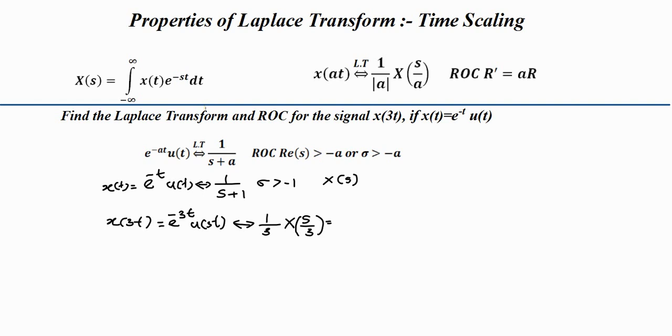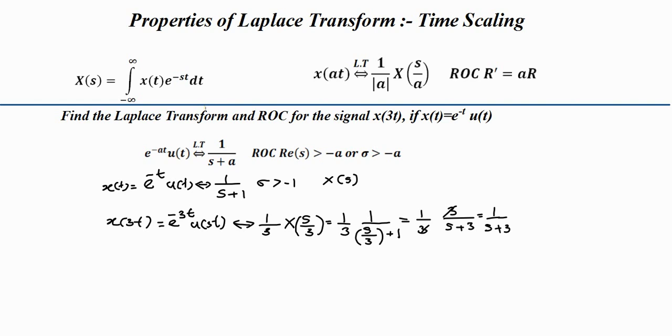So we can see how we can write it like this: 1 by 3 into X of s, which is given as 1 by s plus 1. So in place of s you need to write s by 3. So we will replace s with s by 3 plus 1. If you modify this you will get 1 by 3, and there will be 3 in the numerator, and if you take the LCM denominator it becomes s plus 3. So here you can see that the 3 cancels, and it is simply 1 by s plus 3.